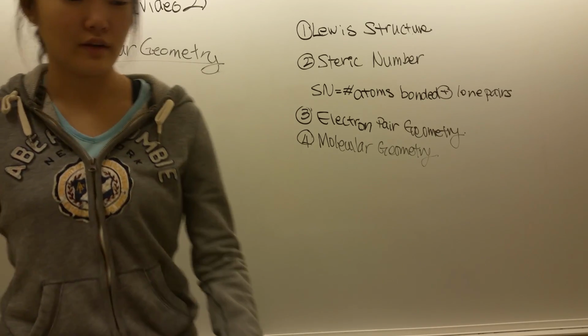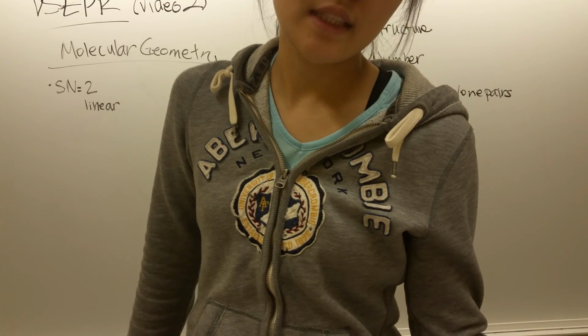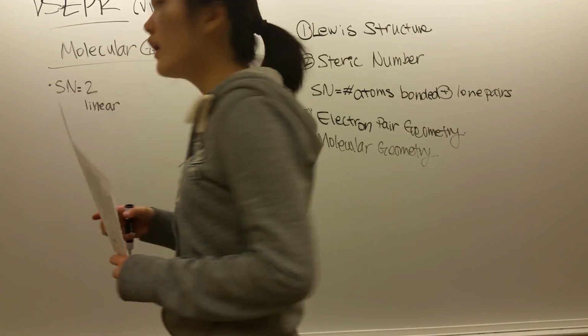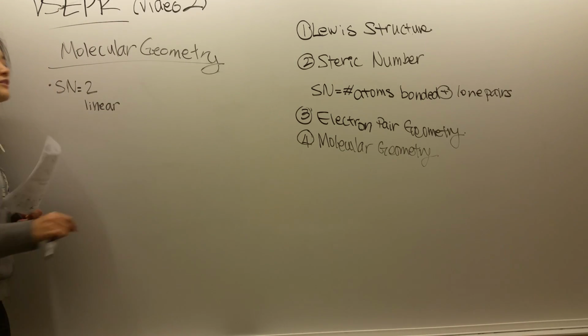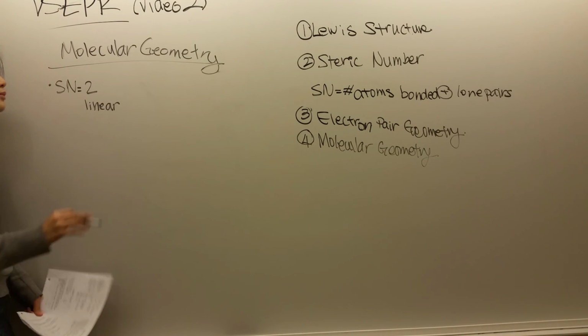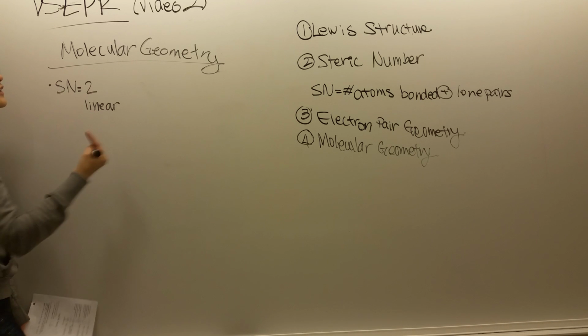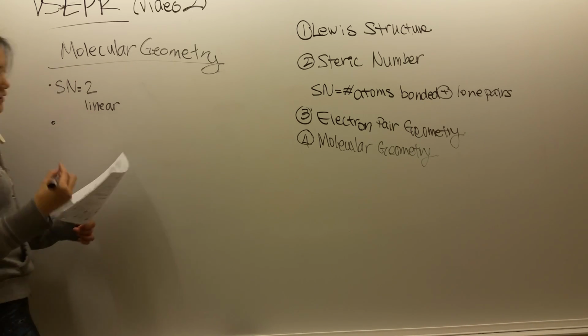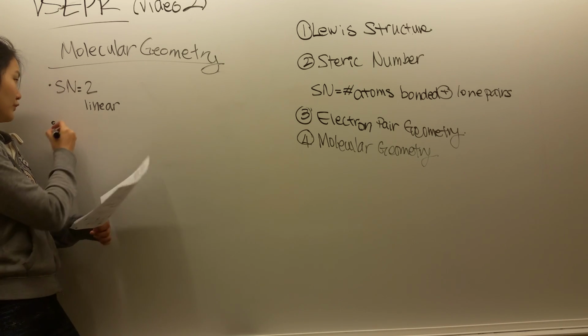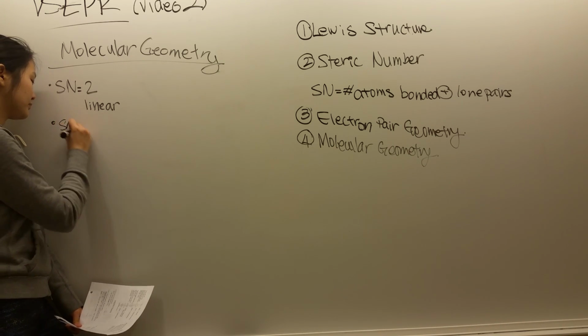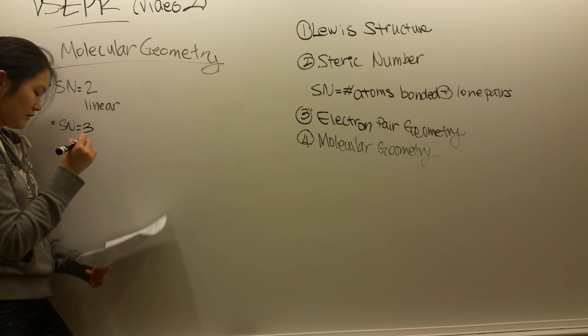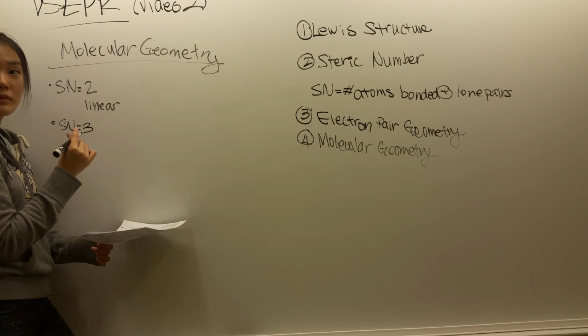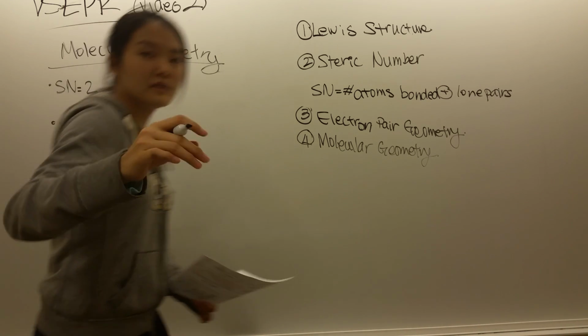Next one. I don't know if I'm actually taking the proper amount of time to explain all these, but I'm going to just try to go through all of the things that I can remember. So if you have a steric number of 3, you have 2 different types of molecules that you can, excuse me.